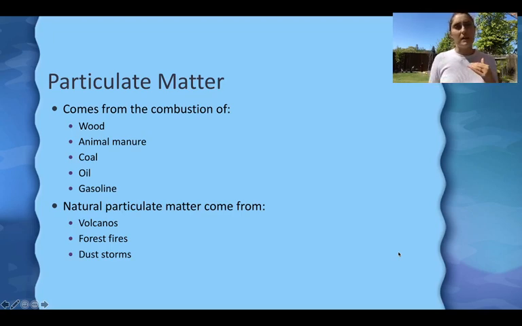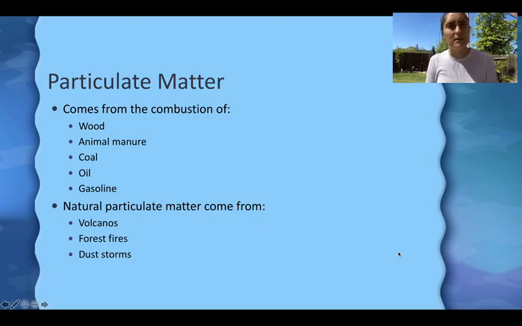I gave you the example of your car kicking up dust, but combustion of wood, animal manure, coal, and gasoline are all going to contribute to particulate matter. Ones that we talked about in our energy unit were wood and animal manure, especially in less economically developed countries where they're using those as their primary sources of energy, and perhaps they're burning those inside their homes. Particulate matter becomes a really big problem because you're inhaling it in a very small area and it's not being distributed.